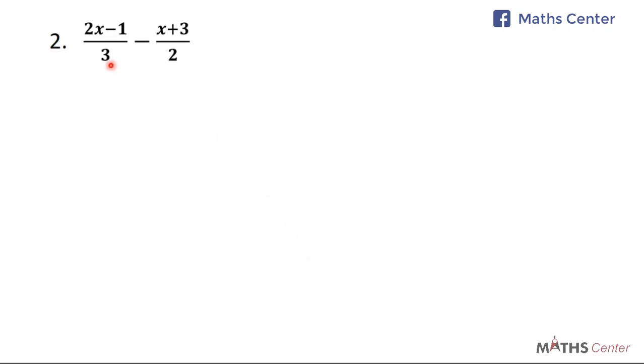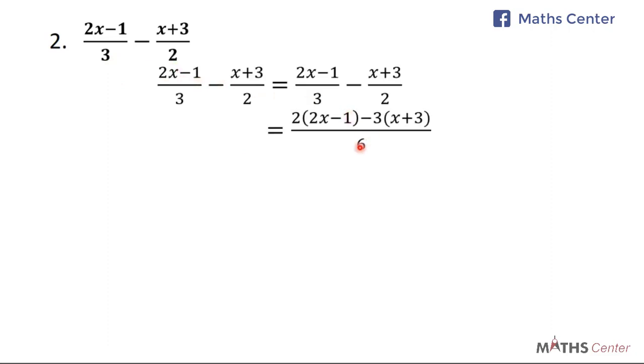So the denominators here are 3 and 2. So the LCM will be 6. Now you go again. 6 divided by 3 will give us 2. So 6 divided by 3 giving us 2.